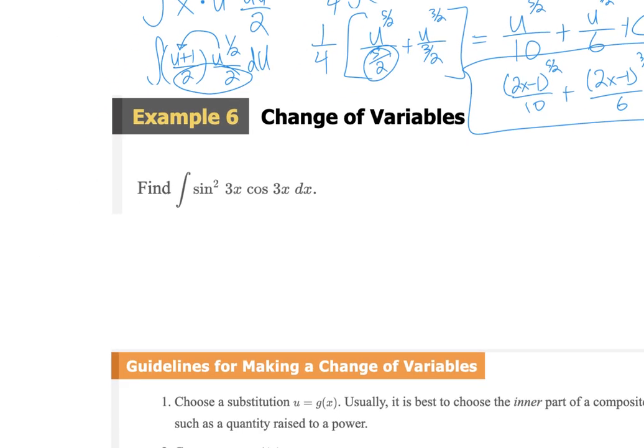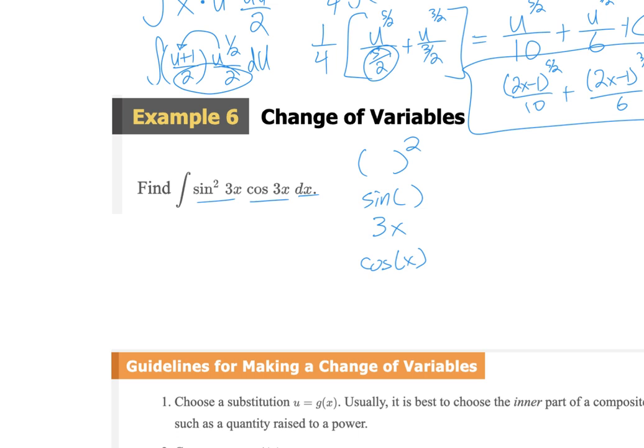All right, let's look at example 6. Now this one might be a little bit trickier. I've got sine squared of 3x cosine of 3x dx. We kind of have three different functions here. I've got four different functions, maybe. I've got something squared. I have sine of something. I have 3x. And I have cosine of something.